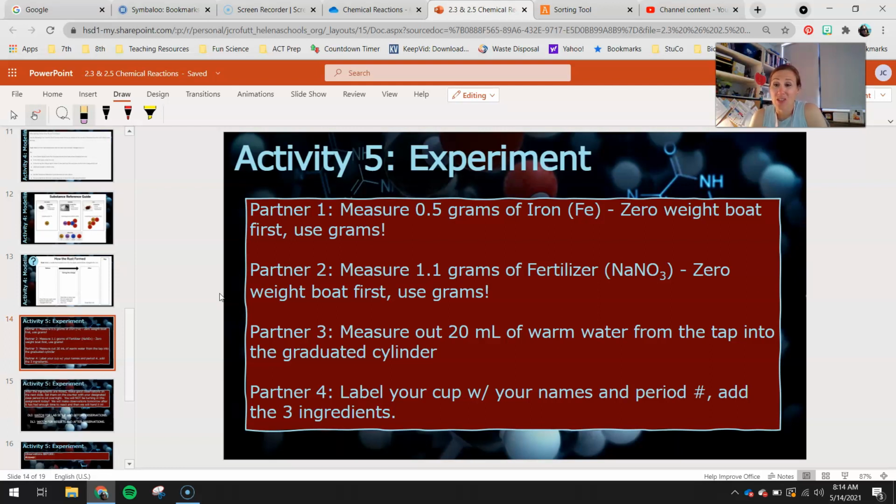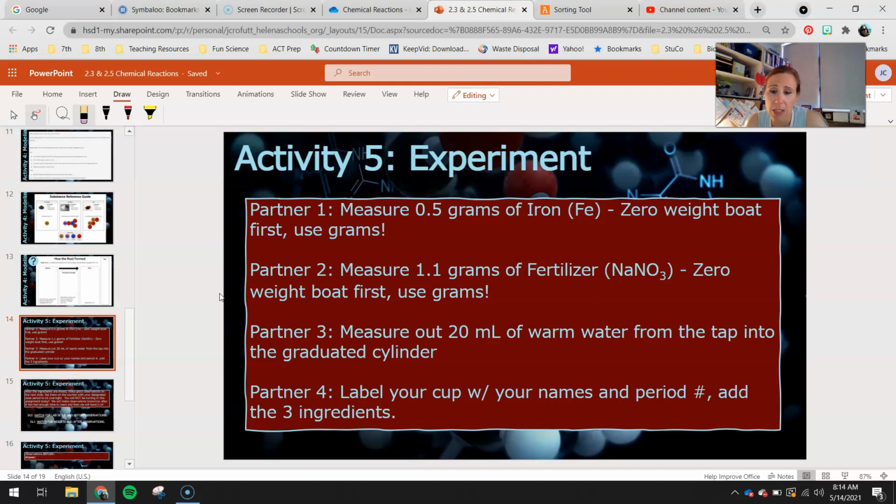And then partner 3, you guys will grab your graduated cylinder and you guys are going to measure out about 20 milliliters of warm water. Not too hot, doesn't really matter, but as you guys remember, when we're talking about kinetic energy, the warmer the substance is, the more energy those molecules have, the faster they move. So we'll be able to get our fertilizer to dissolve quicker, and it might even start to speed up our reaction a little bit, although by the end of the day, you guys probably won't see a whole lot happening. We're gonna have to let this sit for 24 hours.